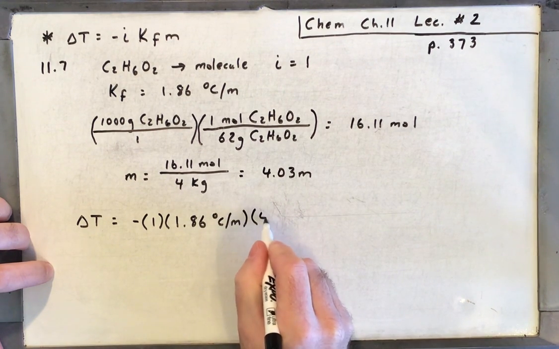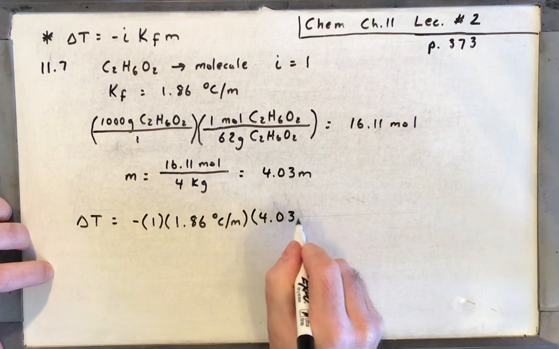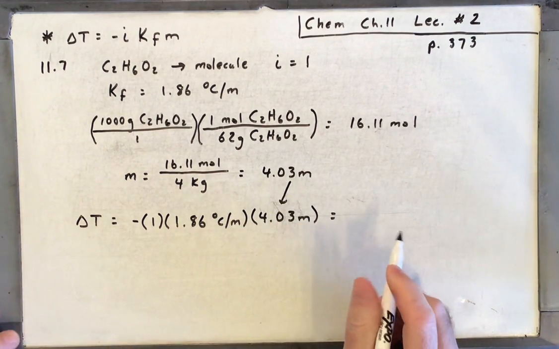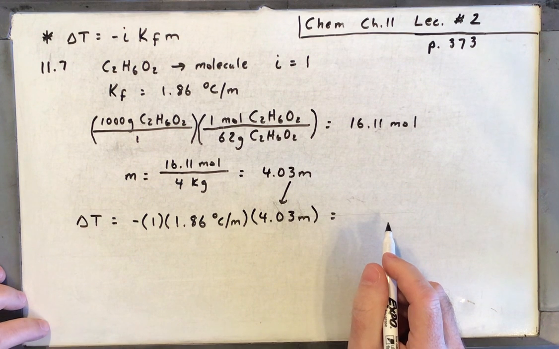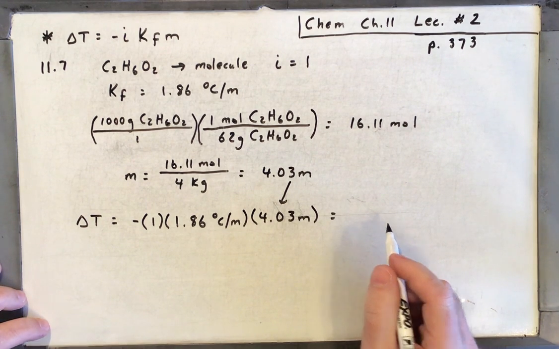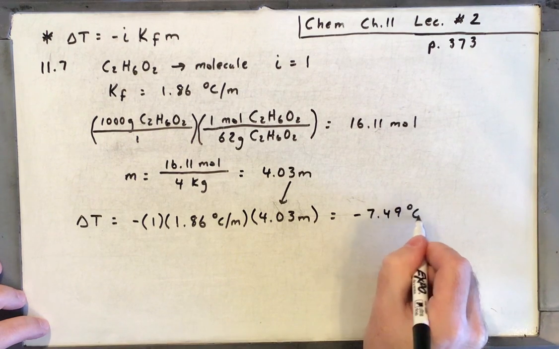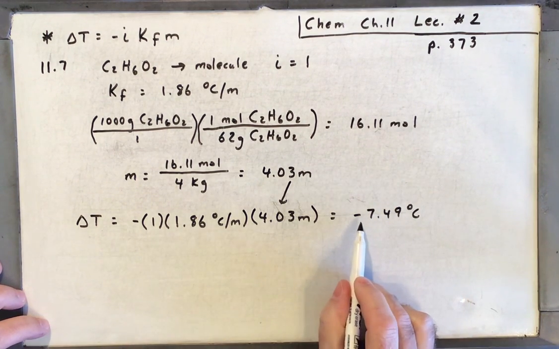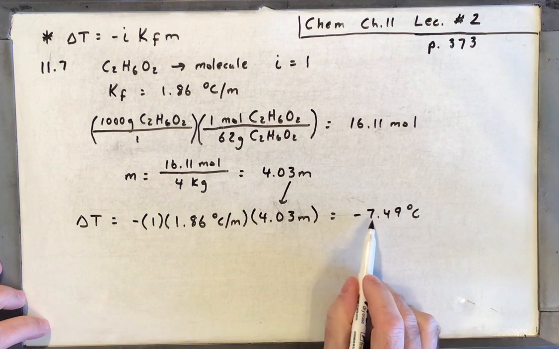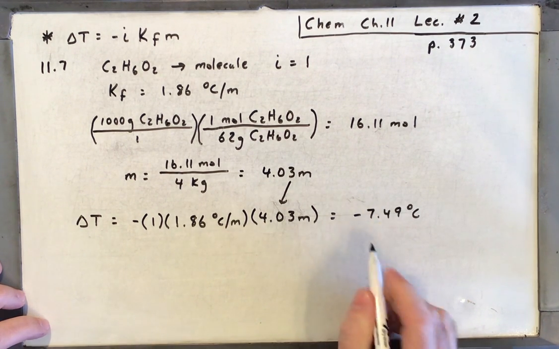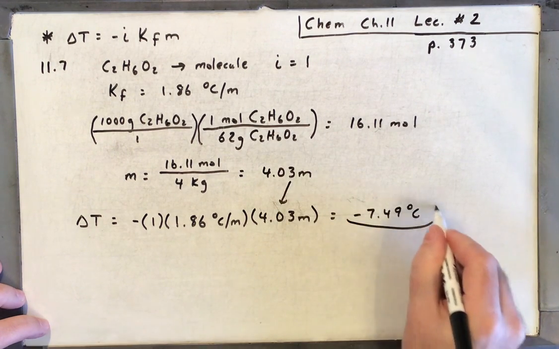And then our molality is 4.03. Put it right there. So that is negative 18, excuse me, sorry about that. That is negative 7.49 degrees Celsius. So since it's water, we would subtract 7.49 degrees C from water since it starts at 0. So this is just the answer.